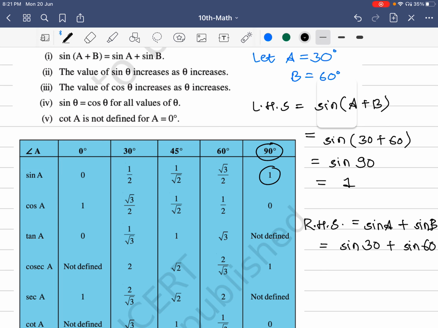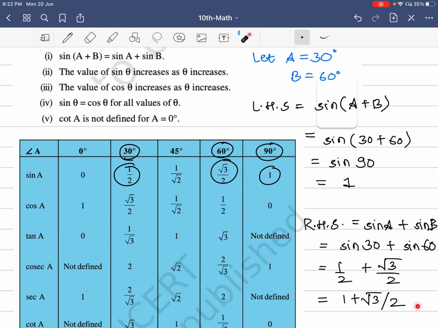Now what is sine 30? Sine 30 is half, so I'm going to write it half plus sine 60. 60 is root 3 by 2. So this is equal to 1 plus root 3 by 2. Very clearly, no need to solve this value. 1 plus root 3 the whole divided by 2 is not equal to 1, our LHS. So LHS is not equal to RHS. So we cannot say that sine of A plus B is equal to sine A plus sine B.